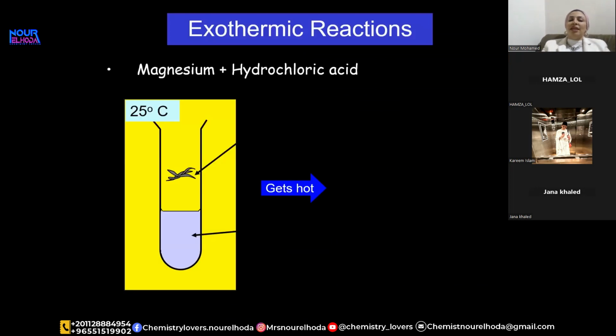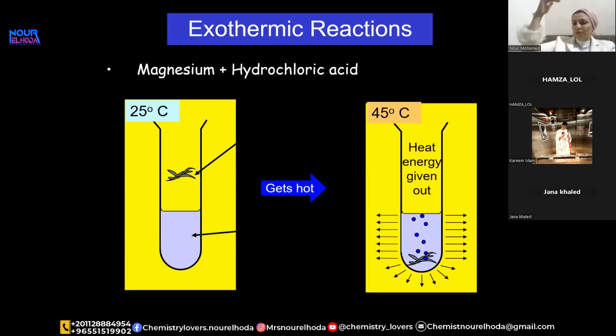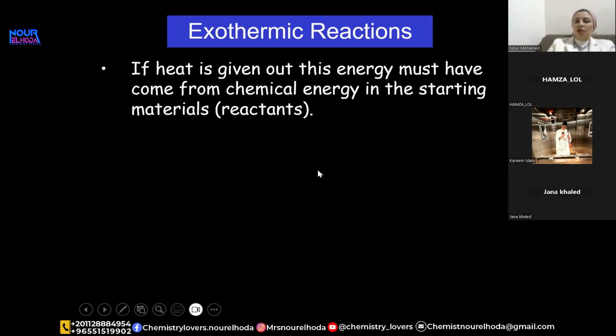Let's see, burning, this is photosynthesis. As I told you, if you put any acid with a metal it's going to give you salt and hydrogen. The temperature here was 25. Once you put the magnesium with the HCl, the temperature is going to increase. This means this is exothermic.